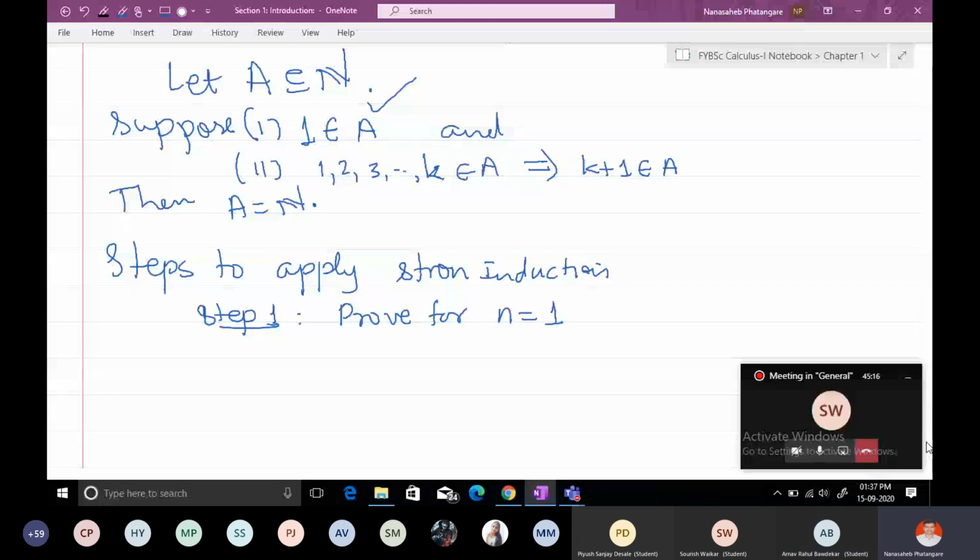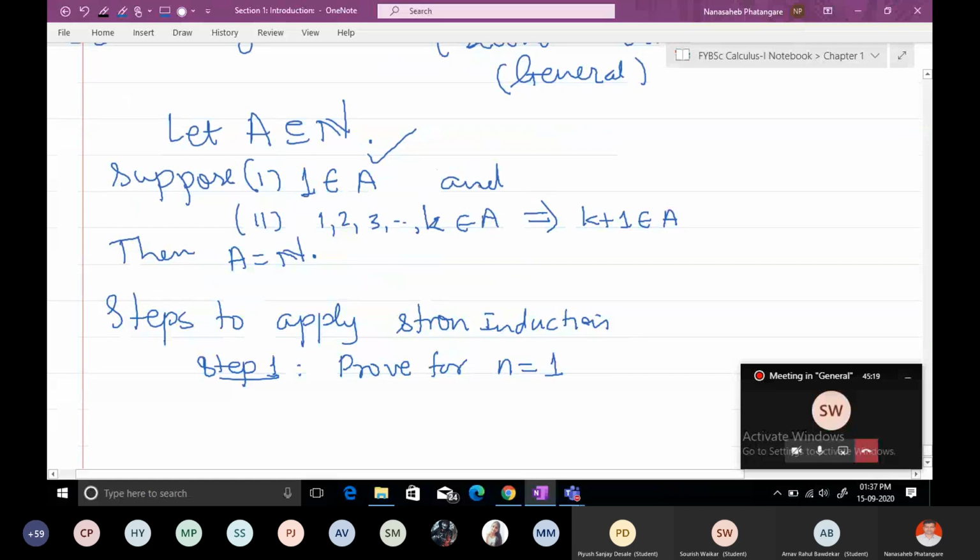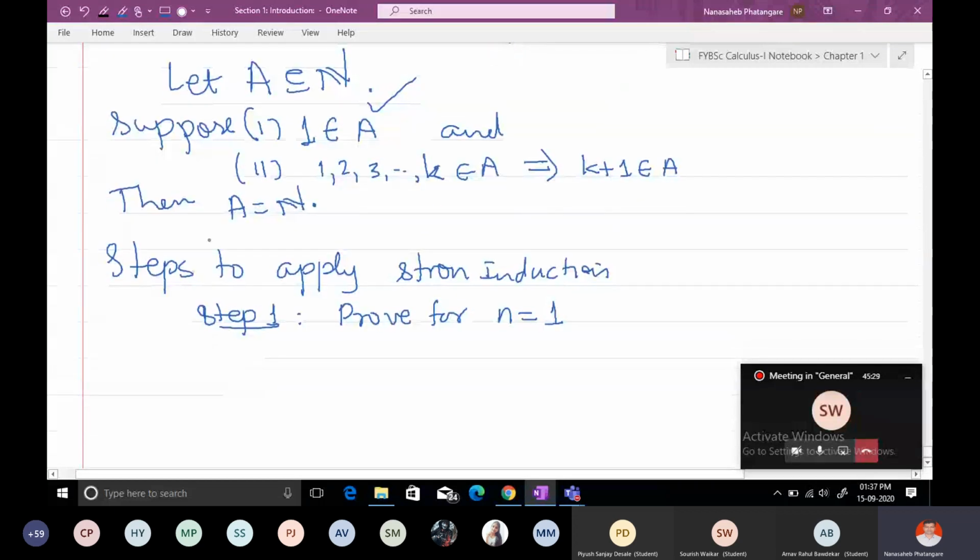What should be the next step? What is the next step? Assume for k. Assume for 1 to k, and from that prove for k plus 1. Yes. And then conclusion, it is true for all n. That is what the logically induction means. So therefore second step is, assume that, this is induction hypothesis.